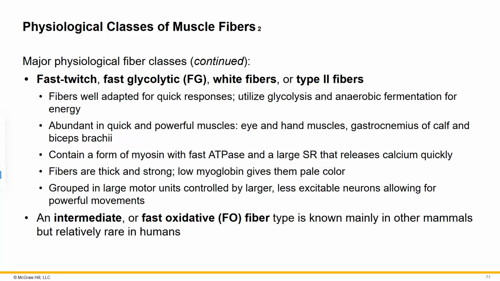Fibers are thick and strong. Low myoglobin gives them a pale color. They're grouped in large motor units controlled by larger, less excitable neurons, allowing for powerful movements. There's an intermediate or fast oxidative fiber. That type is known mainly in other mammals, but is relatively rare in humans.